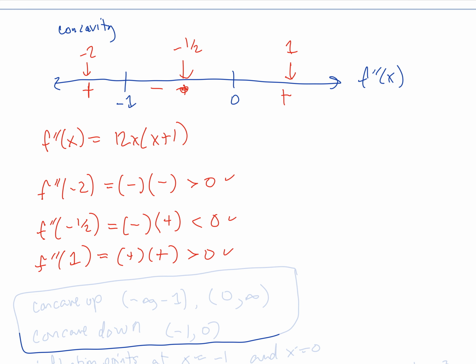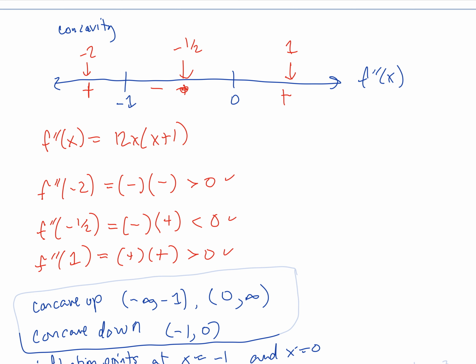We could also plug in and find the exact values, but again, all we need to know is whether it's positive or negative. So what we now know is that we are concave up over the interval from -infinity up to -1, as well as the interval from 0 to infinity, and we're concave down over the interval from -1 to 0. This also tells us that we do have two inflection points because we have two places where the function changes concavity. So we have inflection points at x equals -1 and x equals 0.